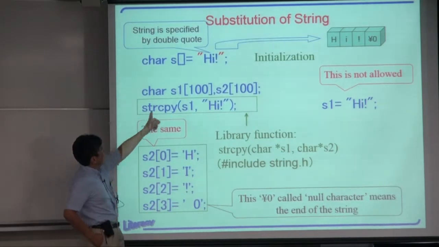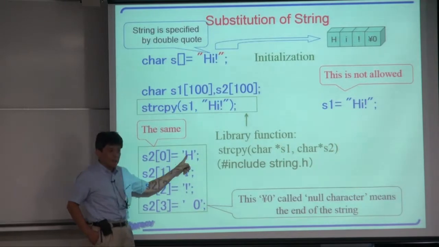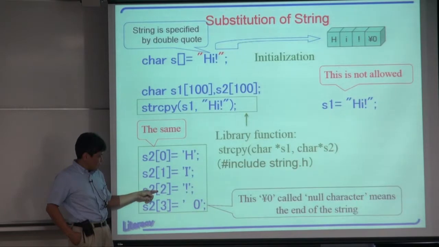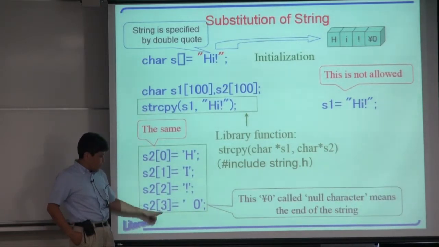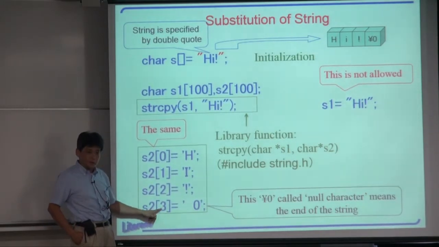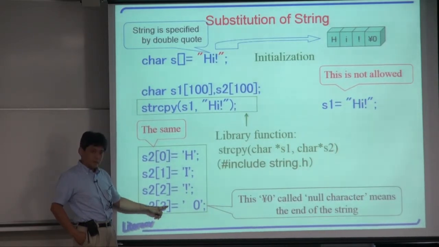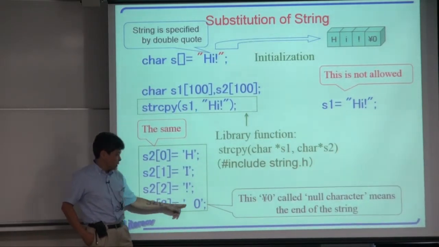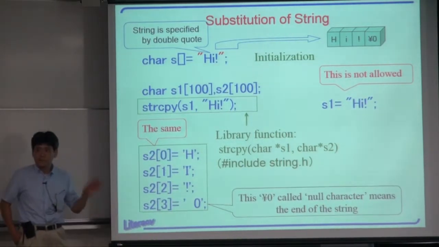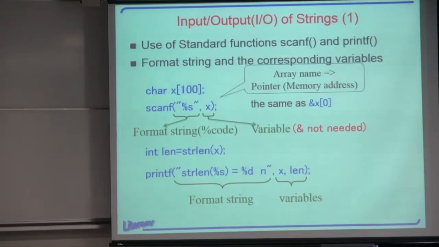Instead of using the string copy function, you can directly store each character into each element like this. However, as I explained, you have to specify the end of the string. In this case, the third element, index 3, should be backslash 0. Okay, can you understand? This is very important.